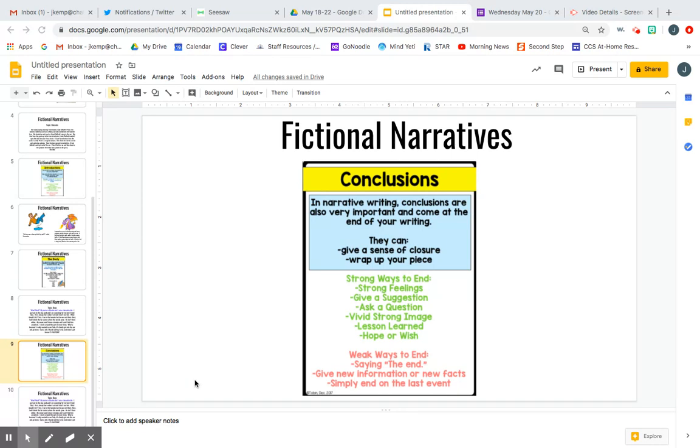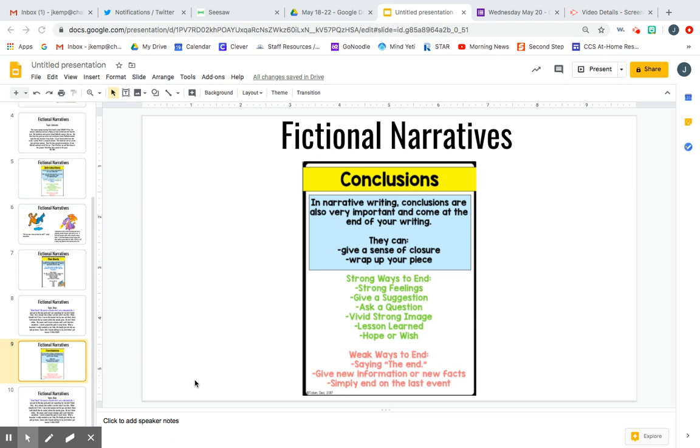So some strong ways to end are using strong feelings, so having a character say how they feel about something, giving a suggestion, asking a question, and that was one of our strong ways to introduce a story, to use as your introduction. So you can ask a question as an introduction or as a conclusion. If you're using it as your introduction, though, I probably wouldn't use it as my conclusion. I'd probably pick a different one because you don't want to have too many in there.